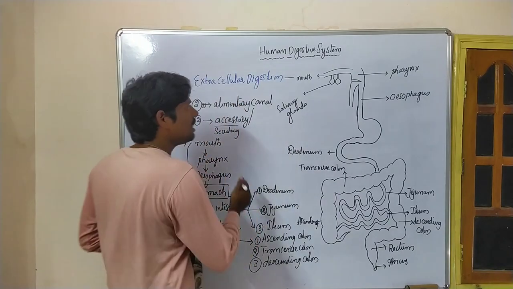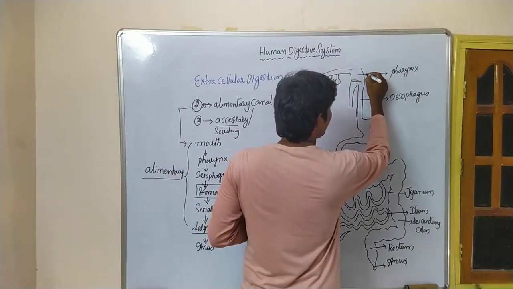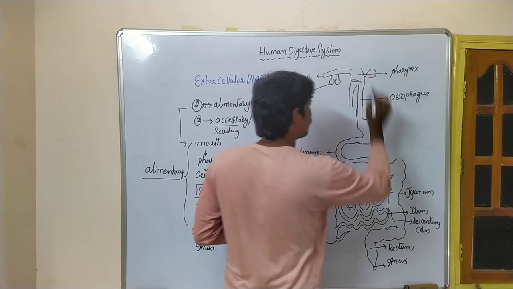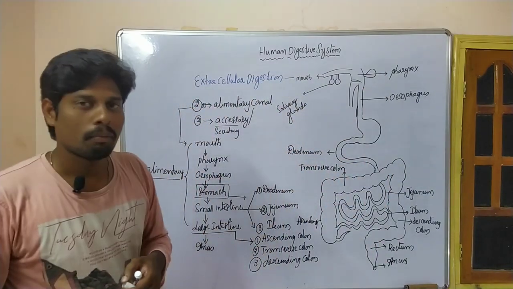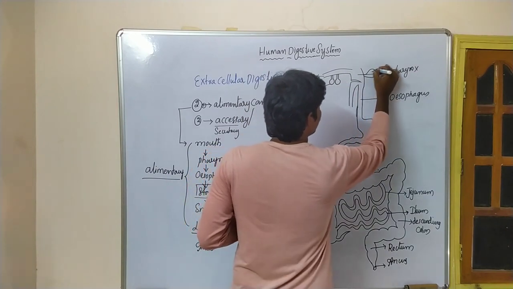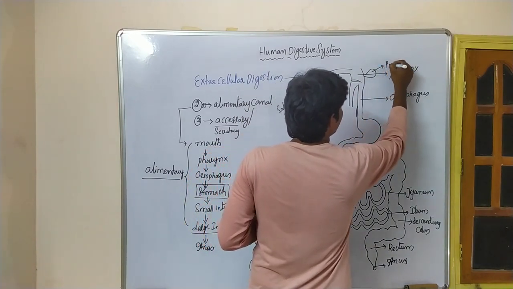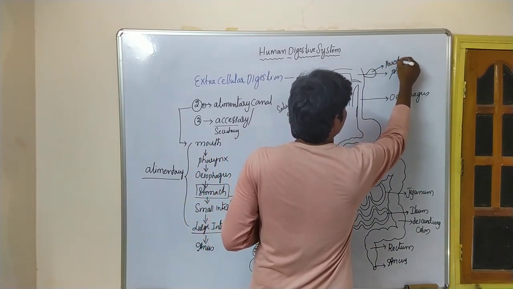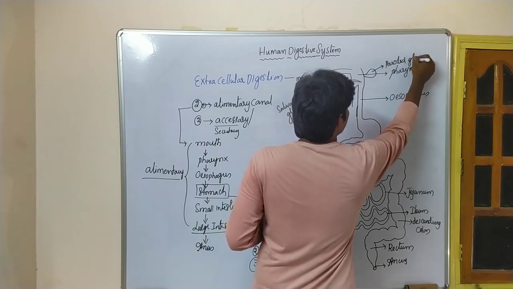So the second one is the parotid gland. The parotid gland is present here, posterior to the mouth. So here the parotid gland is present.